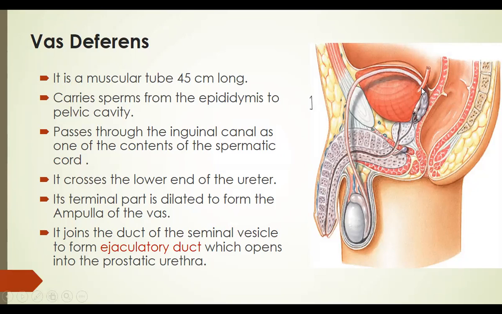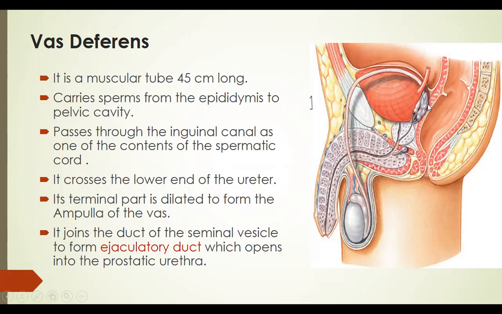So if you want to trace the vas deferens, this is a much clearer area where, just beside the ureter, you can trace this vas deferens. Its terminal part is dilated to form the ampulla of the vas deferens. If you see here, as it comes down, it is dilated to form the ampulla of the vas. It joins the duct of the seminal vesicle.